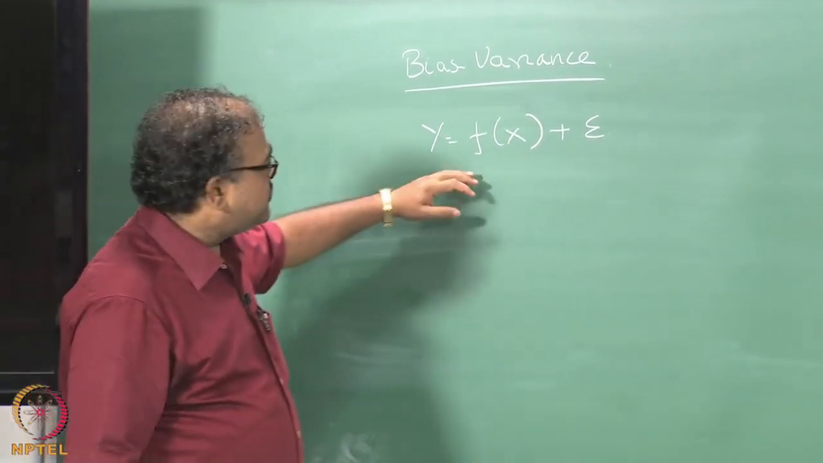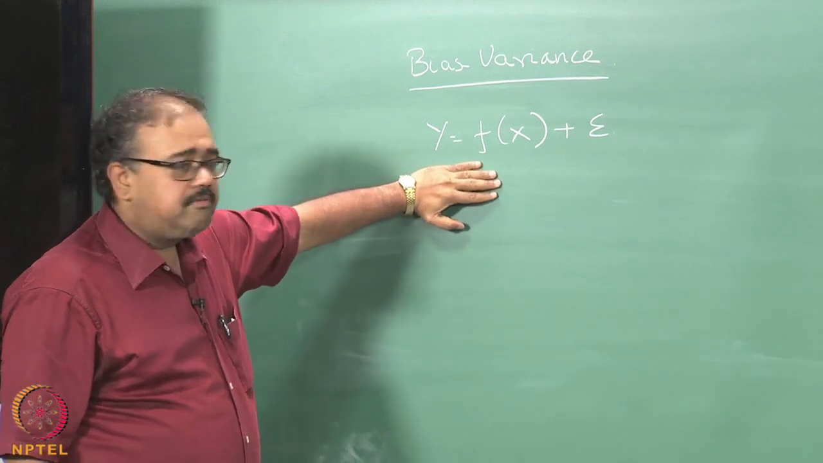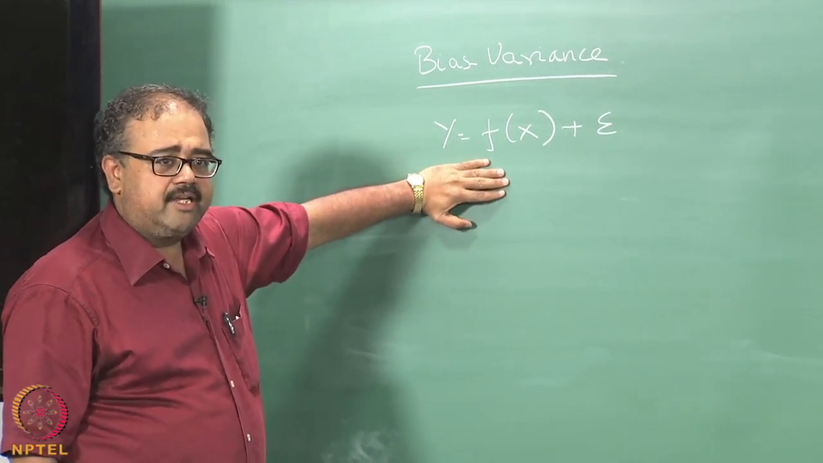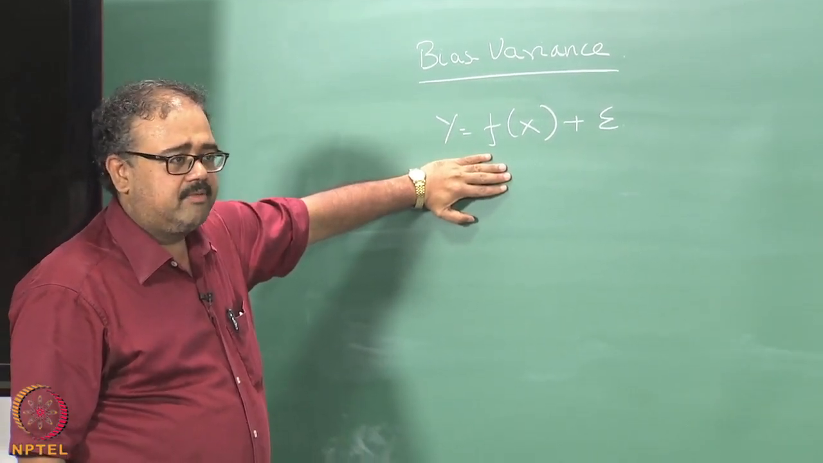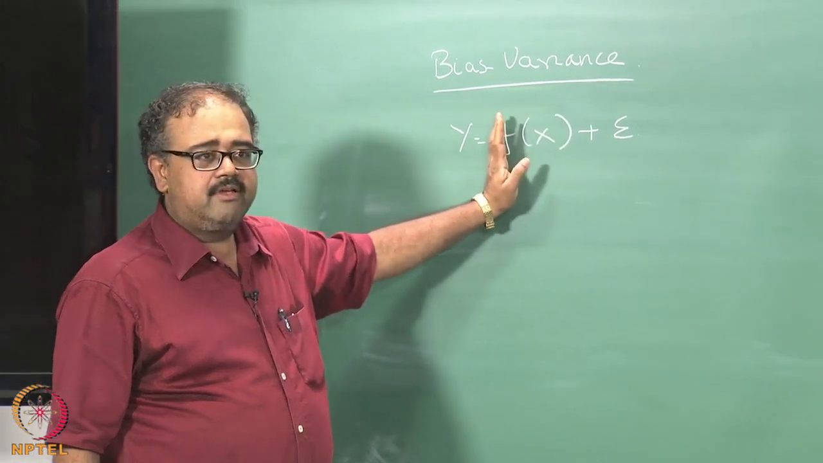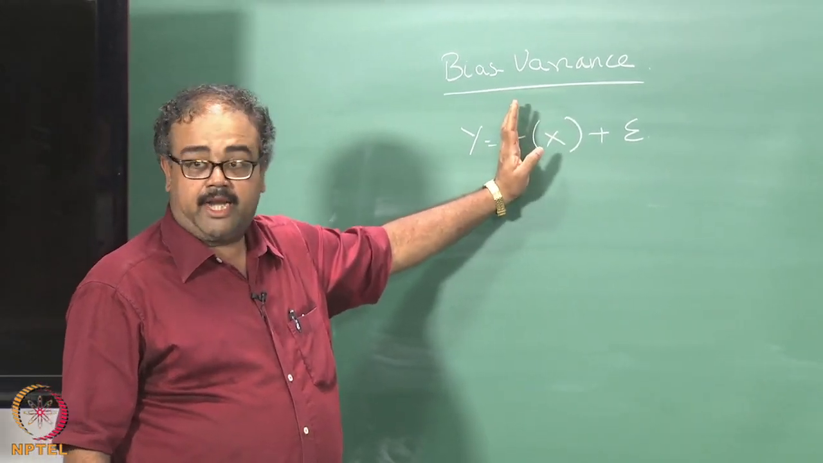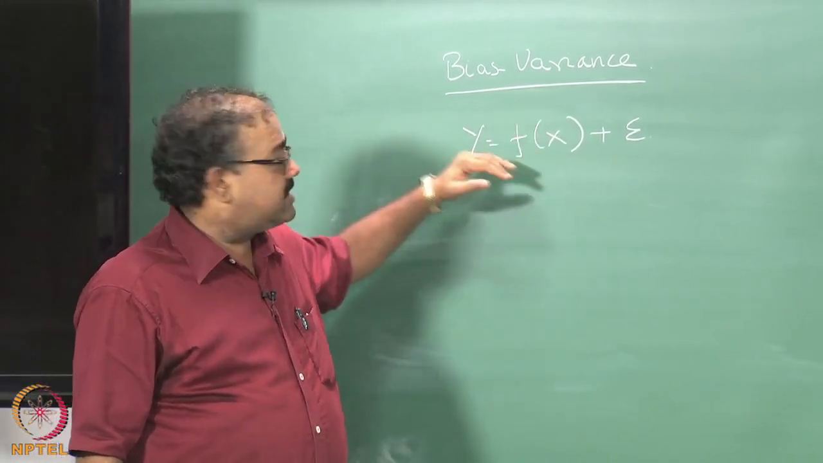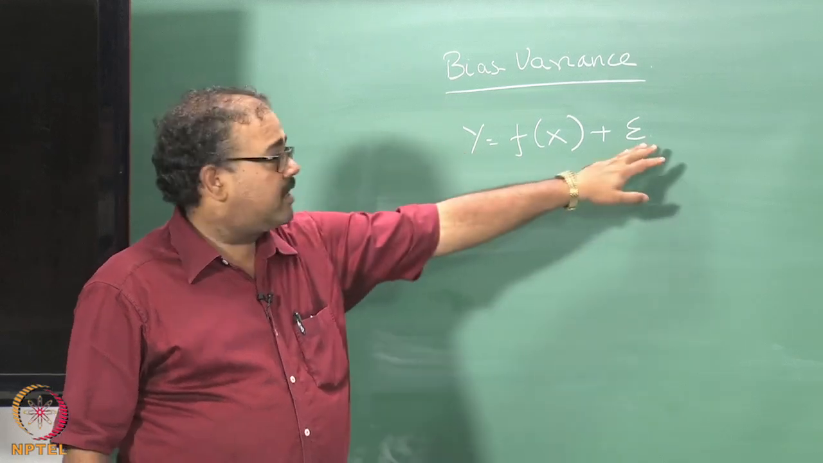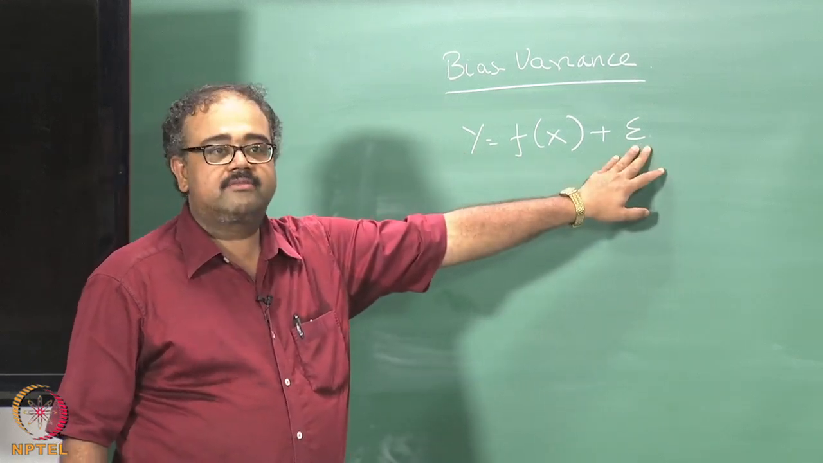Okay. So I am going to assume that your actual data is being generated by a system of this form. There is a function f, which is what you are trying to learn about, but the y's that are given to you are actually corrupted by some kind of noise. Okay.